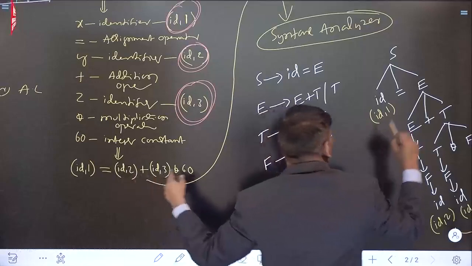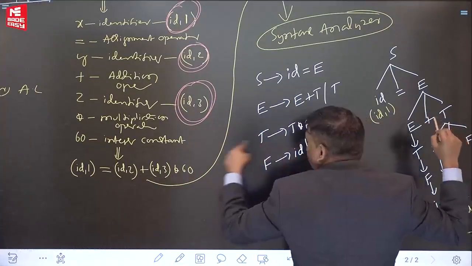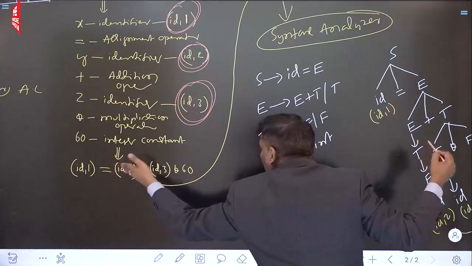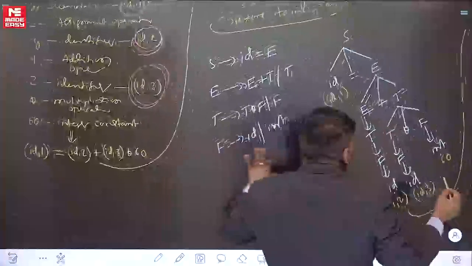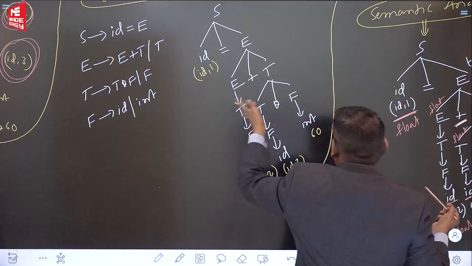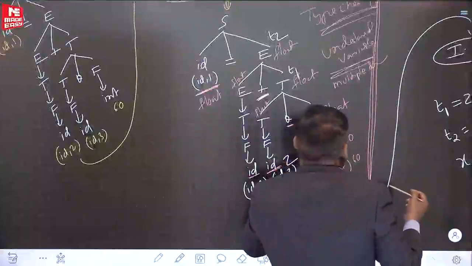This expression is equal to this tree. Both are the same. This is the linear representation, and this is the tree representation. Both are the same. That expression and this one, it's the tree format, right? So please be careful.